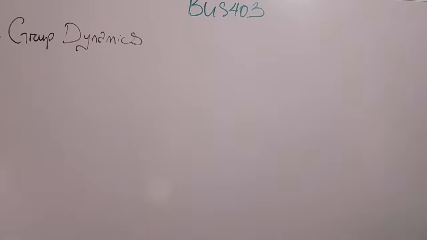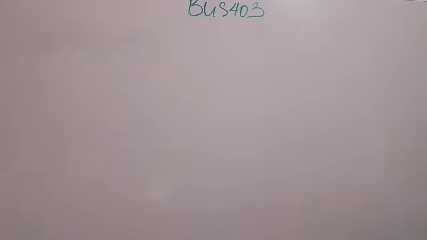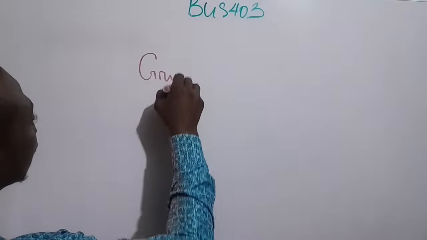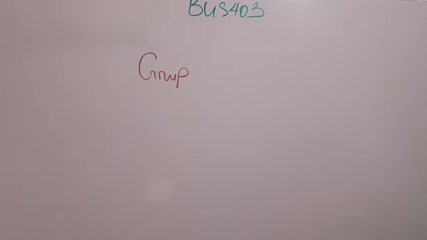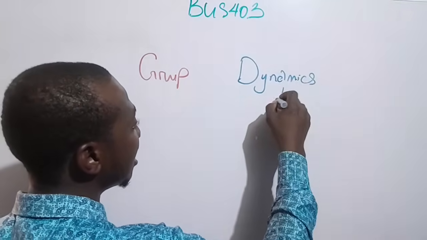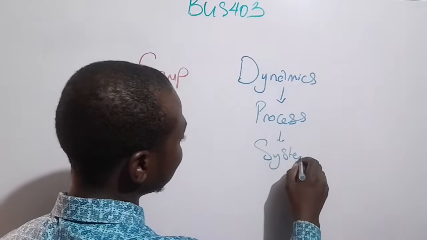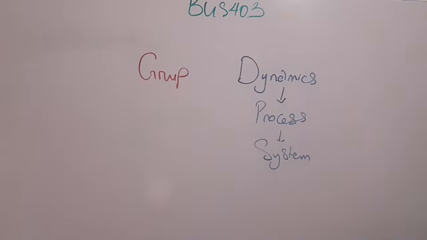So let's put it this way: we have group and we have dynamics. And here we said dynamics is the process involved, or the system that makes a process. Now, when we talk about group, we're going to be considering some definitions and contributions from different individuals.